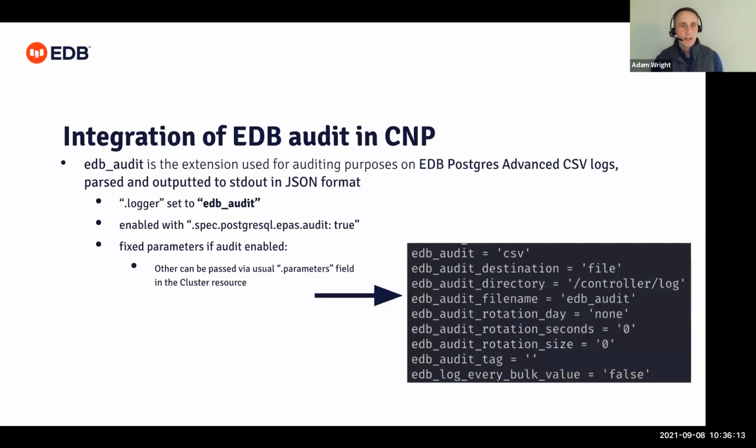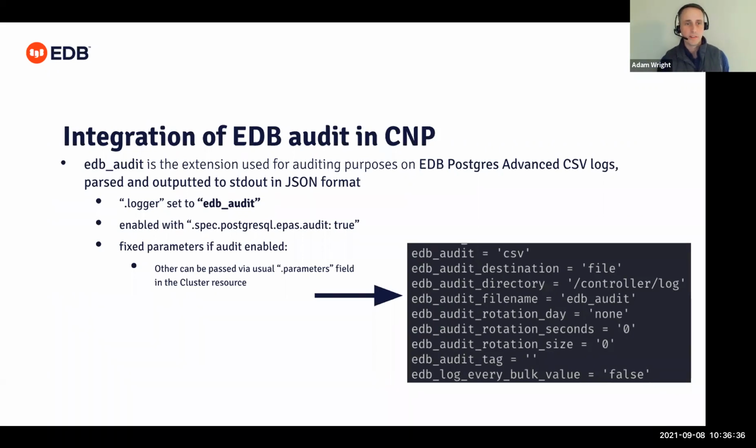Integration of EDB Audit and CNP. So the logger for EDB Audit is going to be EDB Audit. Everything I mentioned before about PG Audit, if you're using Advanced Server, applies here. You can filter and send these to different logging systems. All you have to do to enable EDB Audit in CNP is set the configuration to audit true.